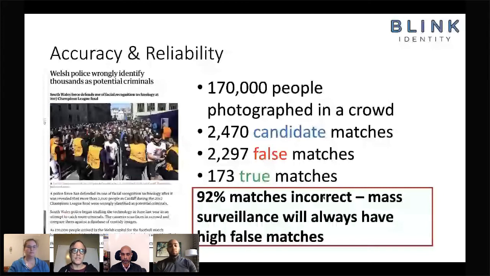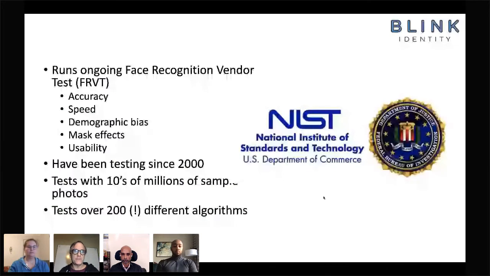So the organization that looks at all this, essentially the gold standard and independent, is the National Institute of Standards and Technology. And they have an ongoing test. It used to be every few years. Now it's essentially constantly ongoing, where they look at around 200 different algorithms from different vendors for accuracy, speed, demographic bias, whether they work with masks, usability, quite a few different tests. They've been doing this test for a long time.